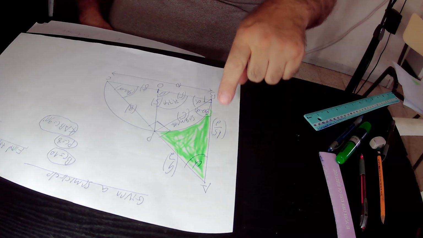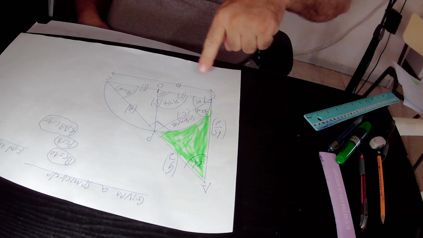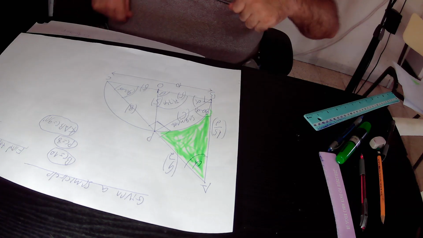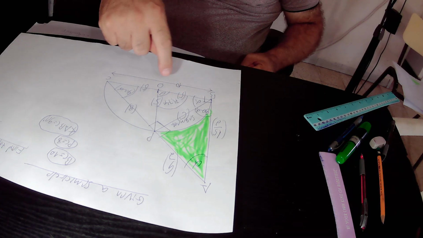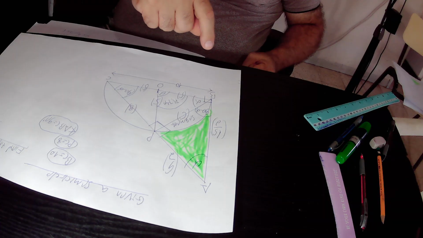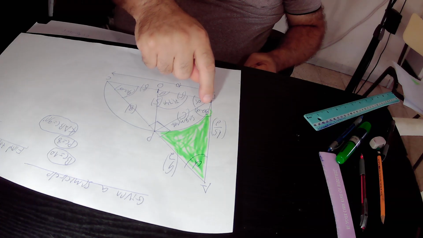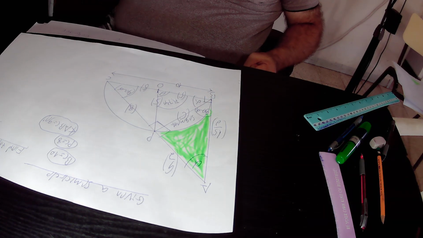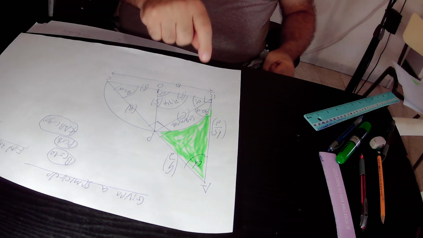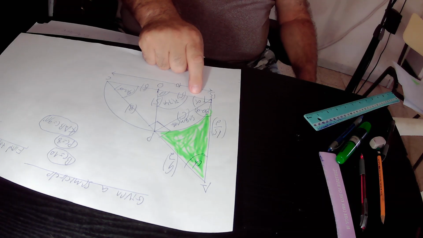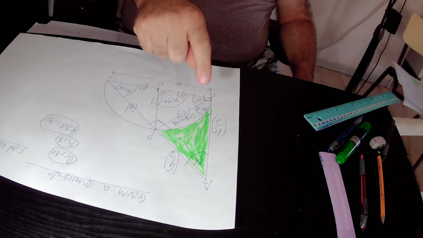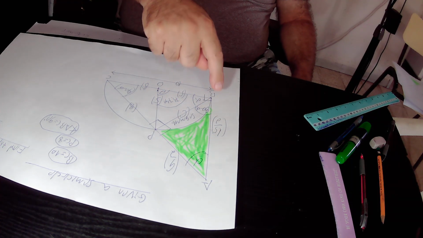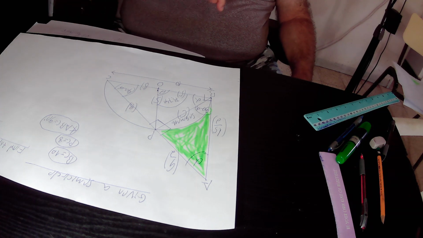So, we know that angle ABP is 90 degrees minus alpha. Therefore, the missing angle PBO must be equal to 90 degrees minus 90 degrees minus alpha. This is alpha. So, this missing angle must be equal to alpha. y equals alpha plus 90 degrees minus alpha, it is equal to 90 degrees. That is the size of the big angle ABC.